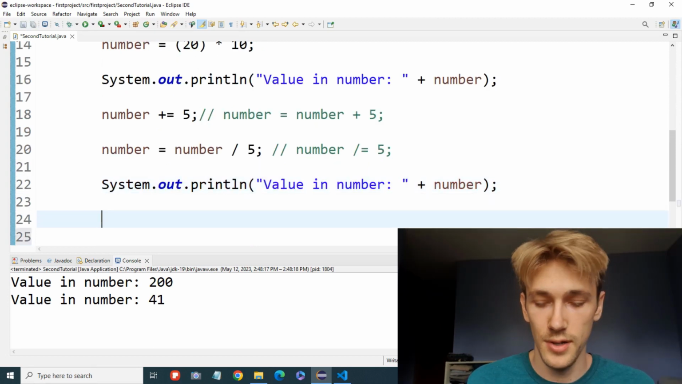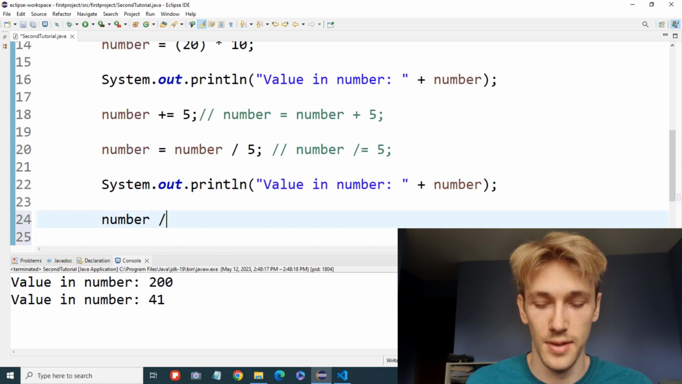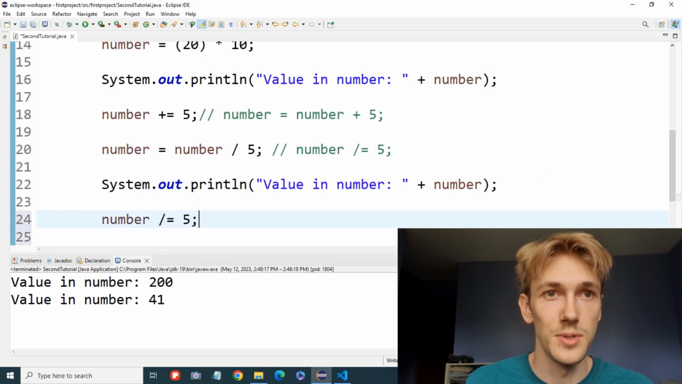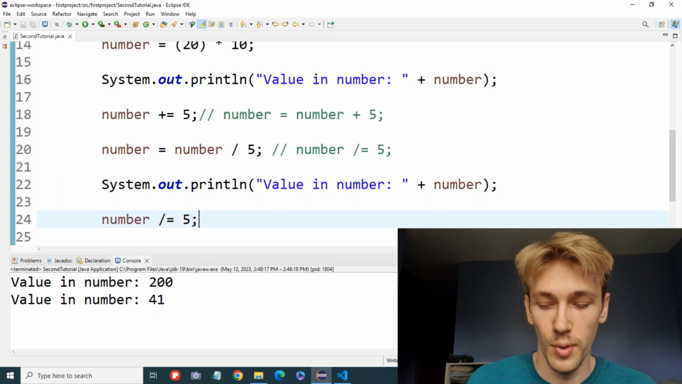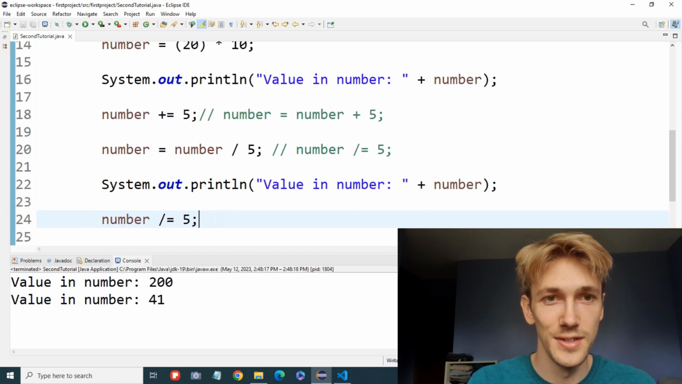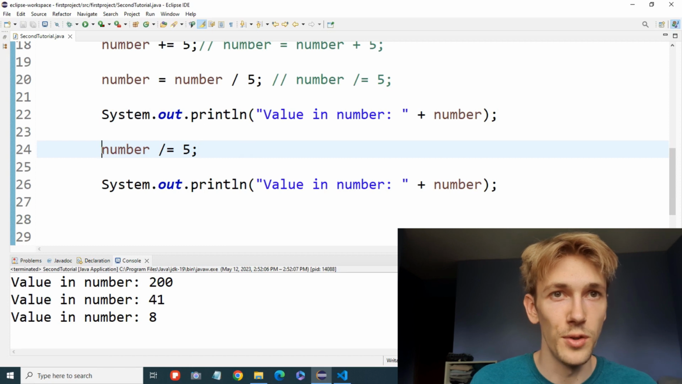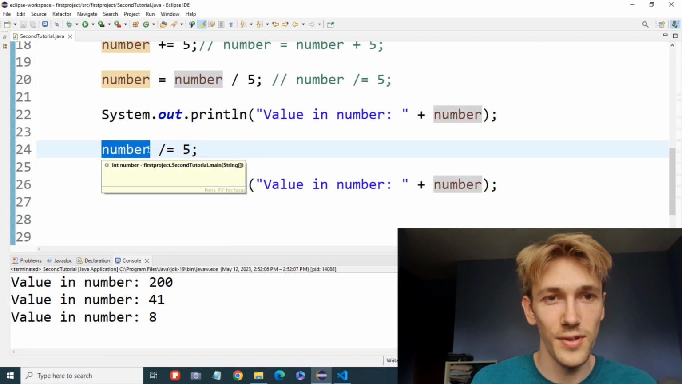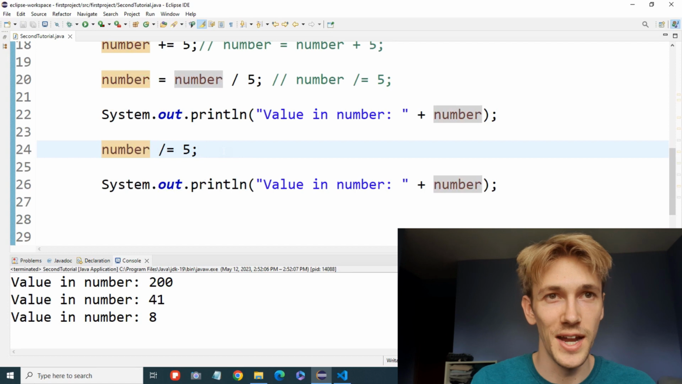Now let's go number divided by equals 5, which should give us a result of 8.2, I think, because 41 was the original value that we had in number, and now it's dividing that by 5. But we're not going to get 8.2, because when Java is dividing integers, it just gives you results in whole numbers. So it's just going to give us the result 8. So number is an integer. It can only hold integer values, which are whole values, so it can't hold 8.2 inside of it.